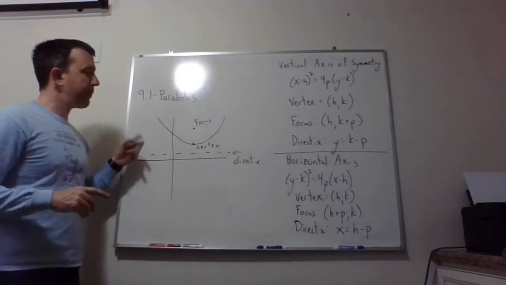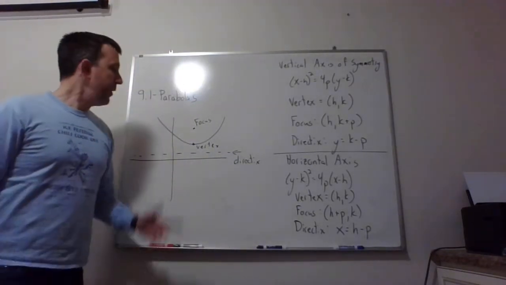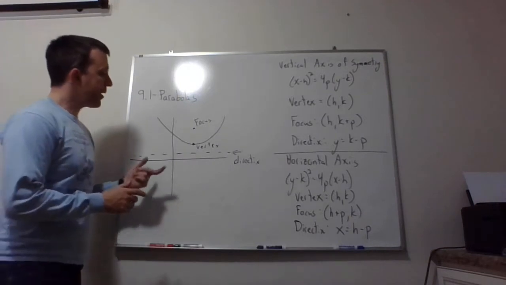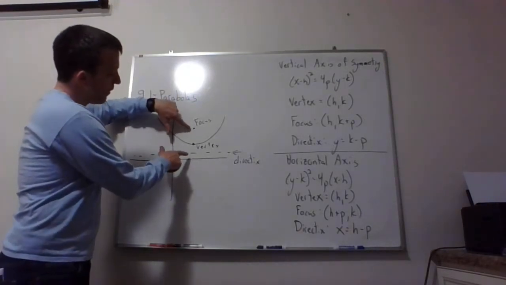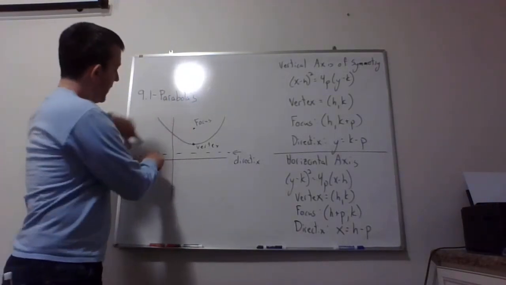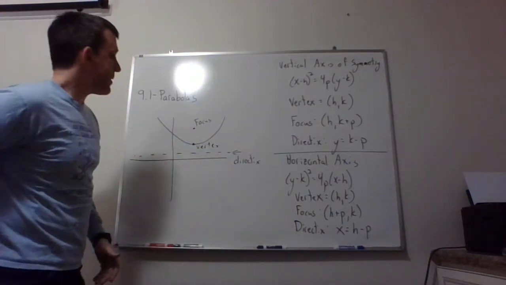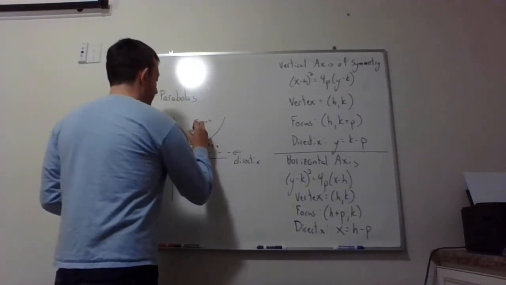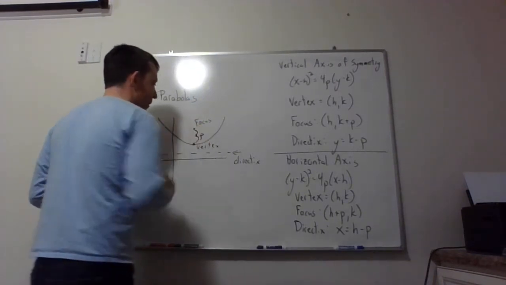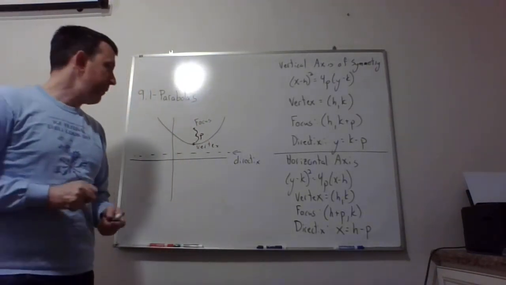Let's first start by talking about what a parabola is. A parabola is all the points that are the same distance from a point called the focus and a line called the directrix. That distance is going to be called p.